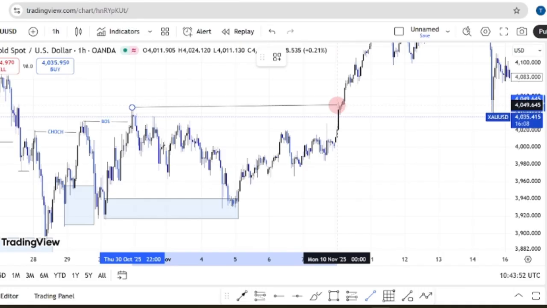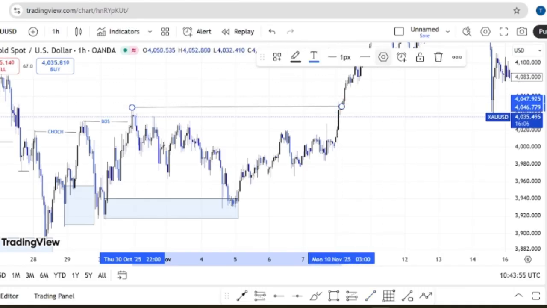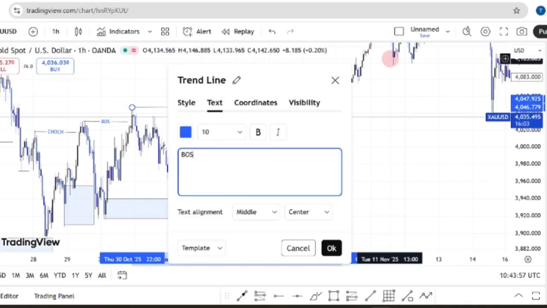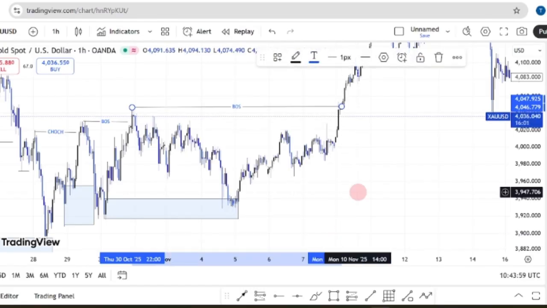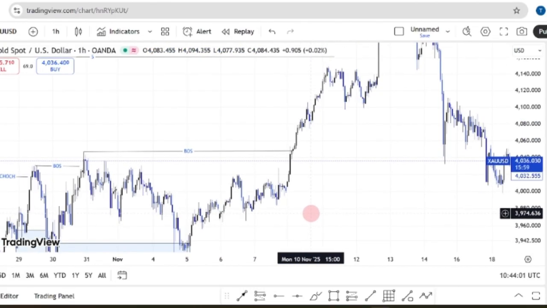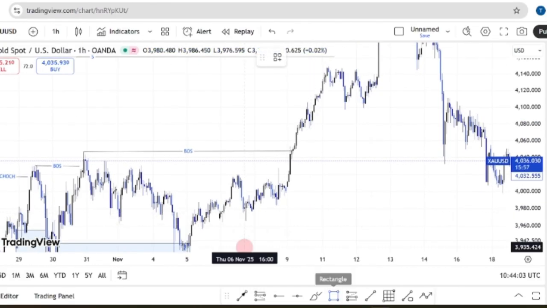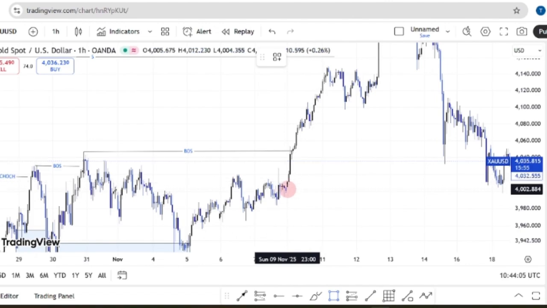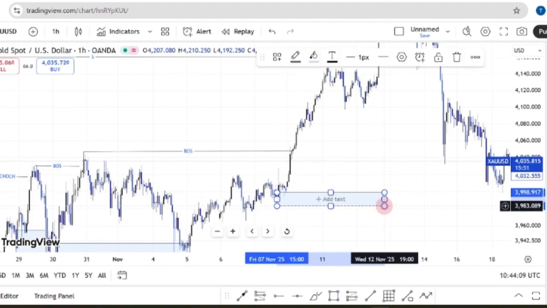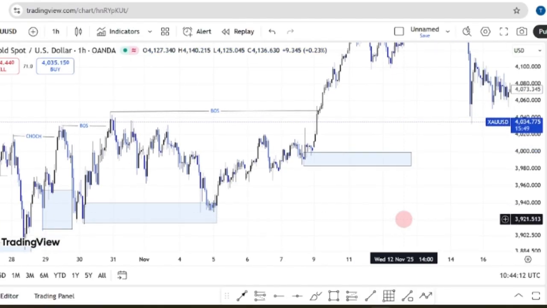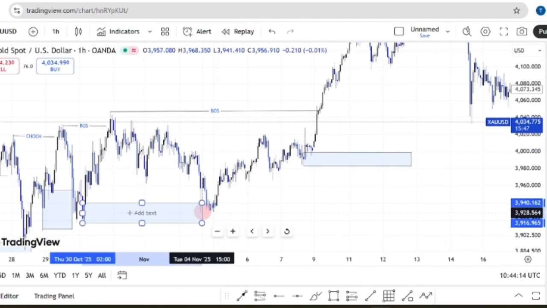So we can see we had a major break of structure at this point. After having that break of structure, there was a level at this point. We had this level given to us. We also have another level that was given to us at this point.